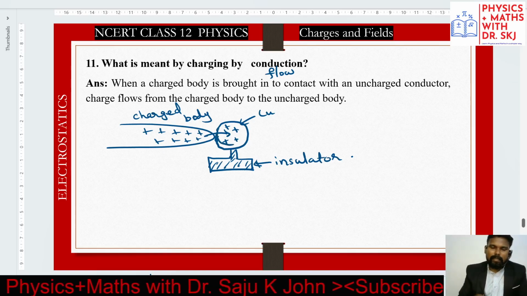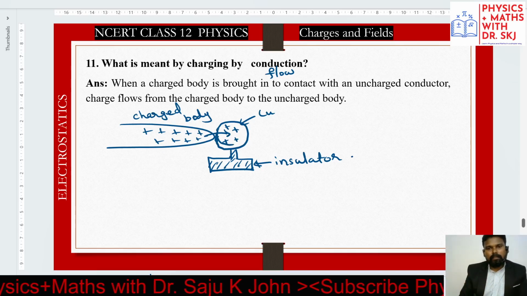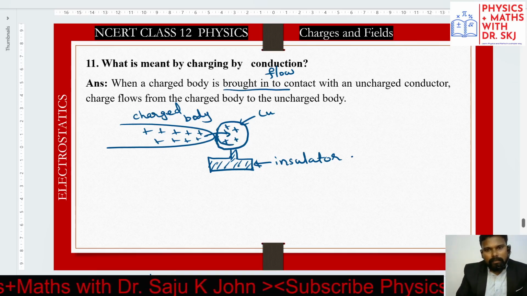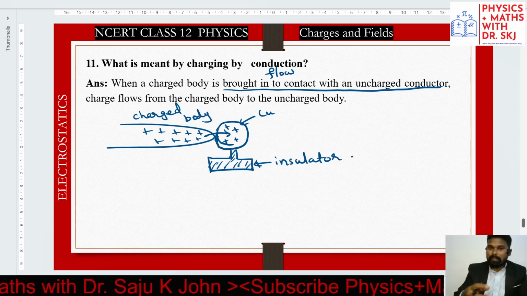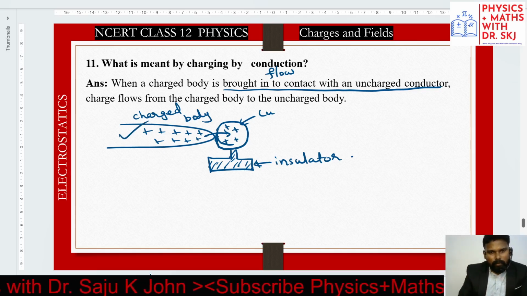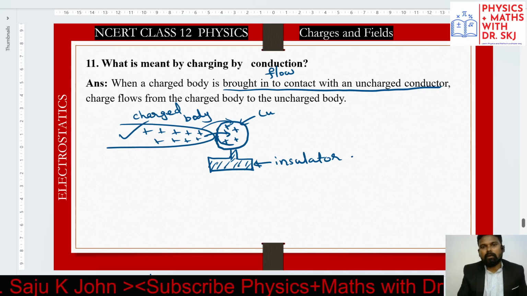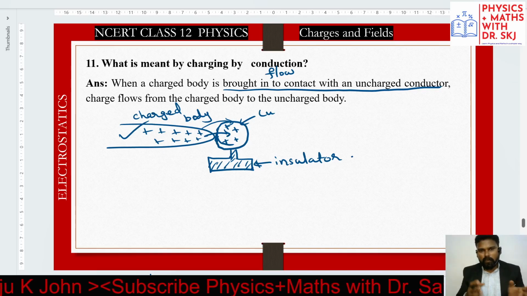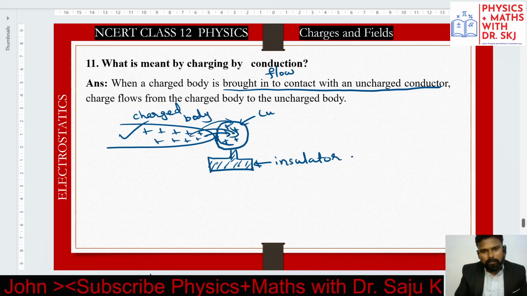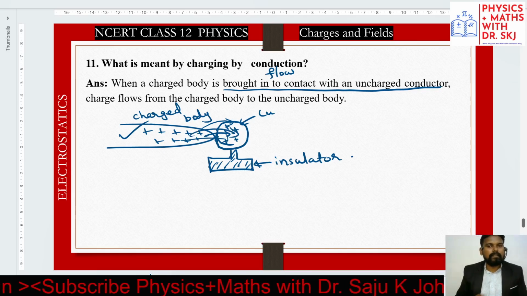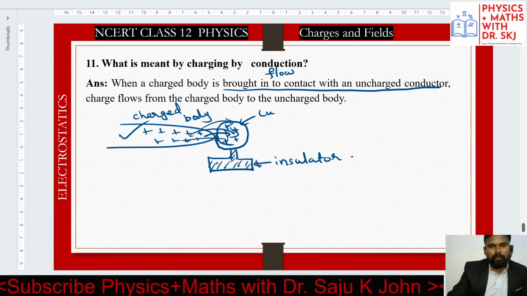So what is conduction? When a charged body is brought in contact with an uncharged conductor, charges flow from the charged body to the uncharged body. The charges flow from the charged body to this body. That process is called conduction. So this is the method of conduction.